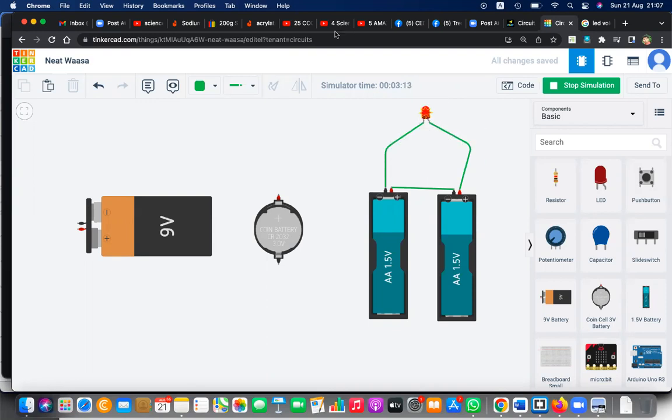So I just need one thing today. So what is amperage? What is this amperage now?